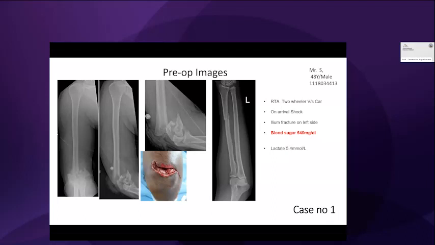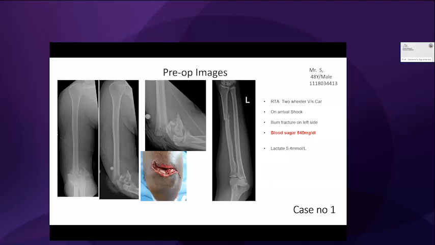Let me share a case where a young individual met with an accident and presented to us in the casualty at around 11 o'clock in the night. He had an ilium fracture on one side and a forearm fracture along with an open elbow. That was a 3 centimeter horizontal wound on the posterior aspect of the elbow, just above the olecranon.